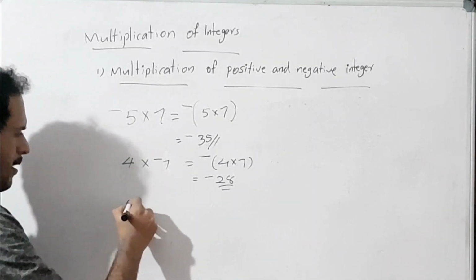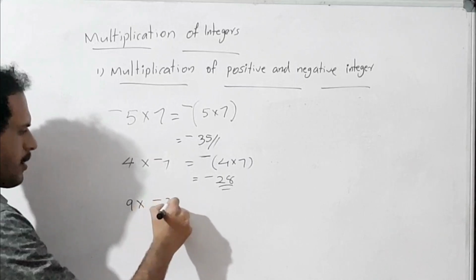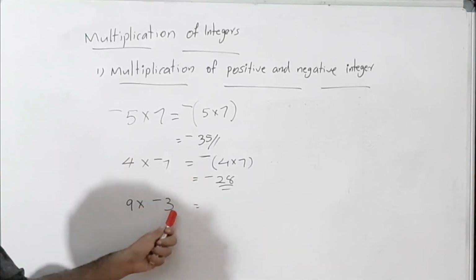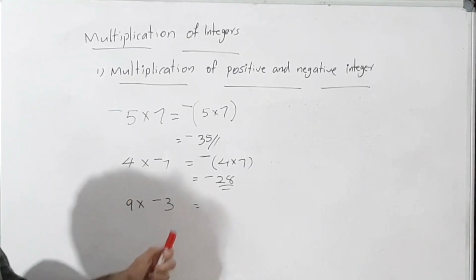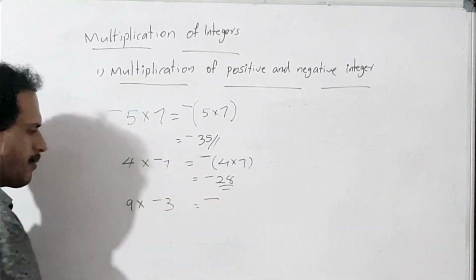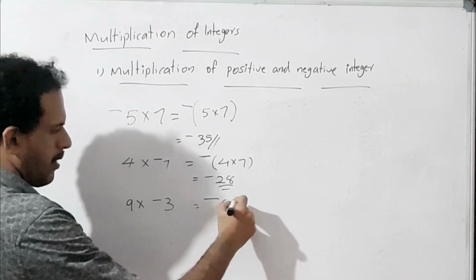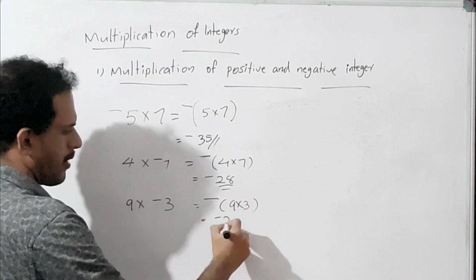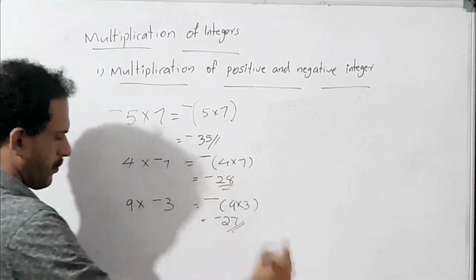Then 9 into minus 3. How to write? 9 is positive, 3 is negative. One positive, one negative, so the answer is negative. 9 into 3, what is 9 into 3? 27. Then the answer is minus 27.